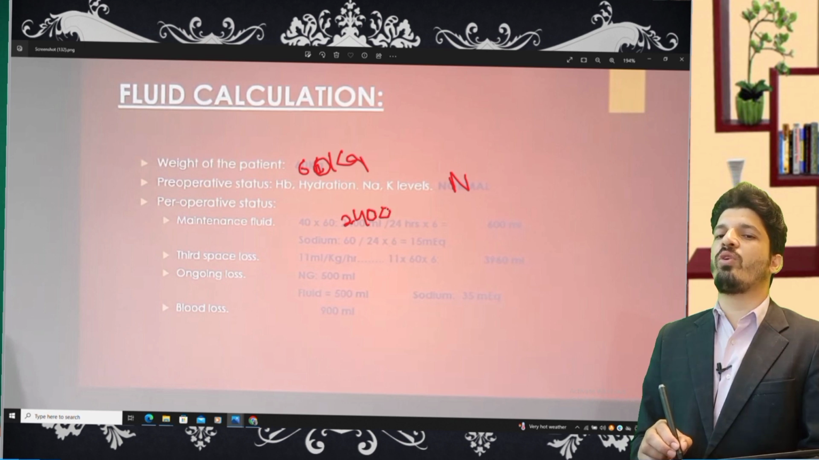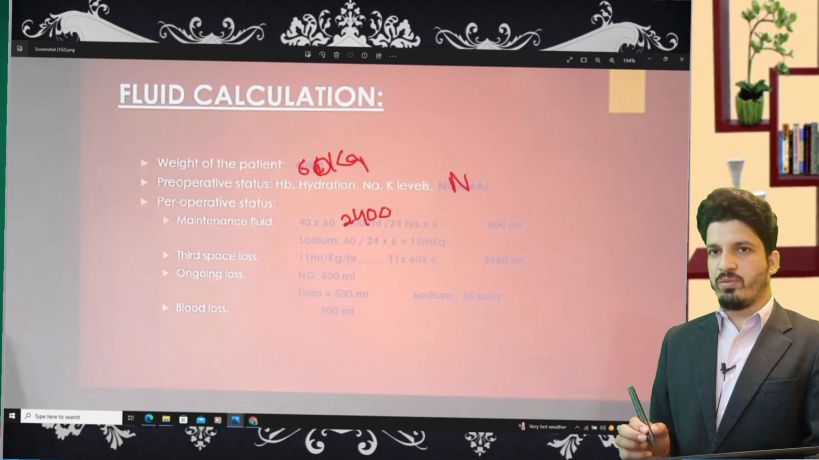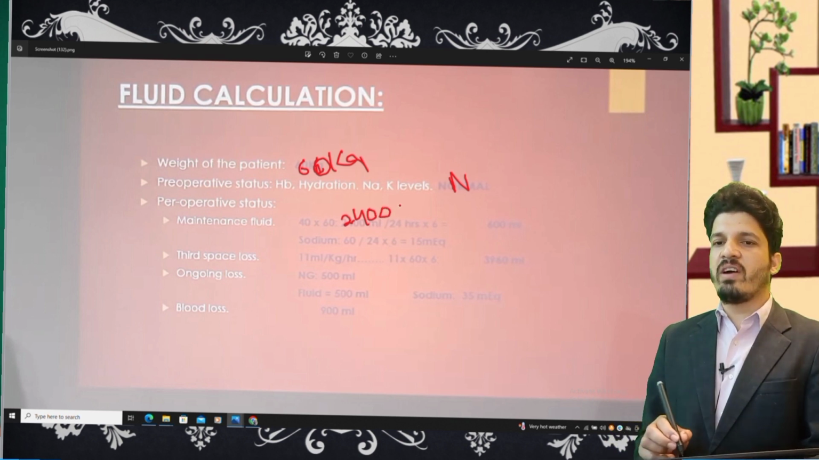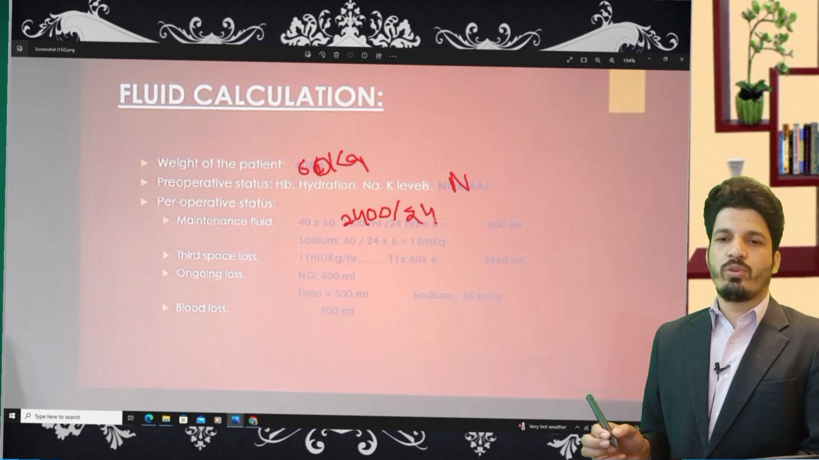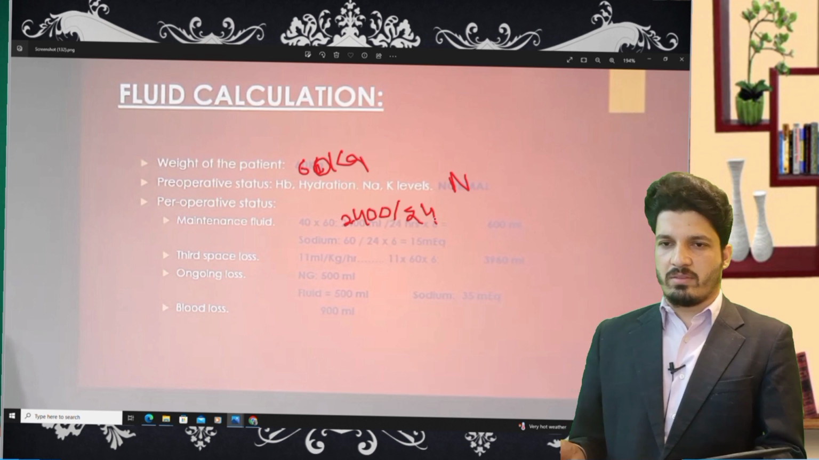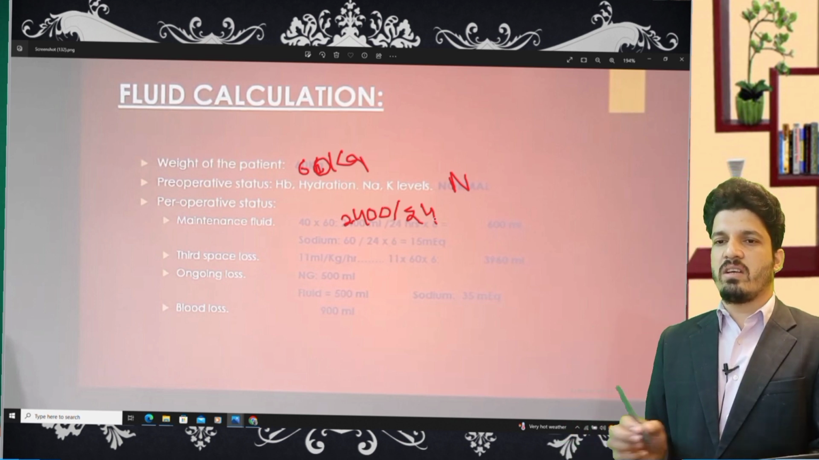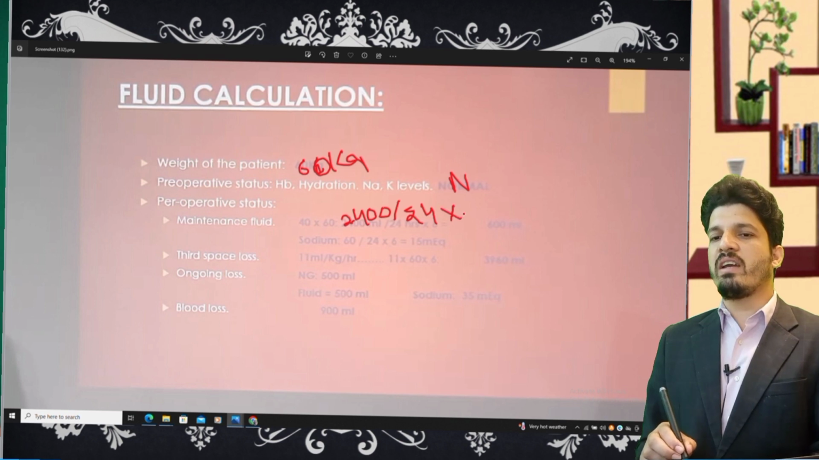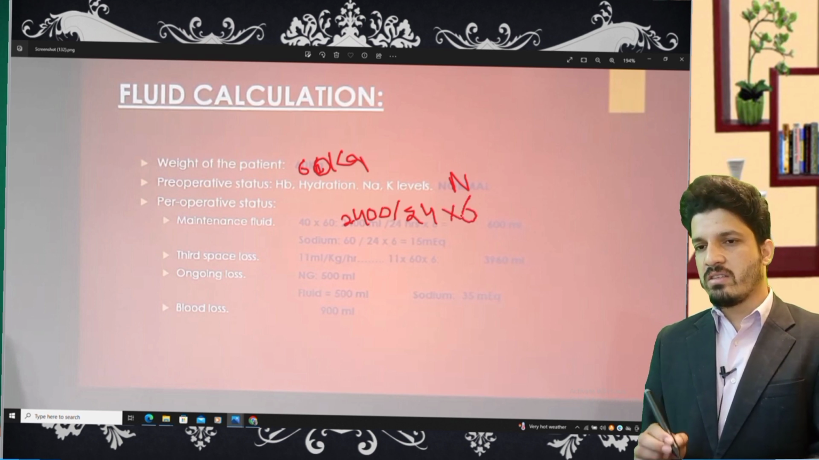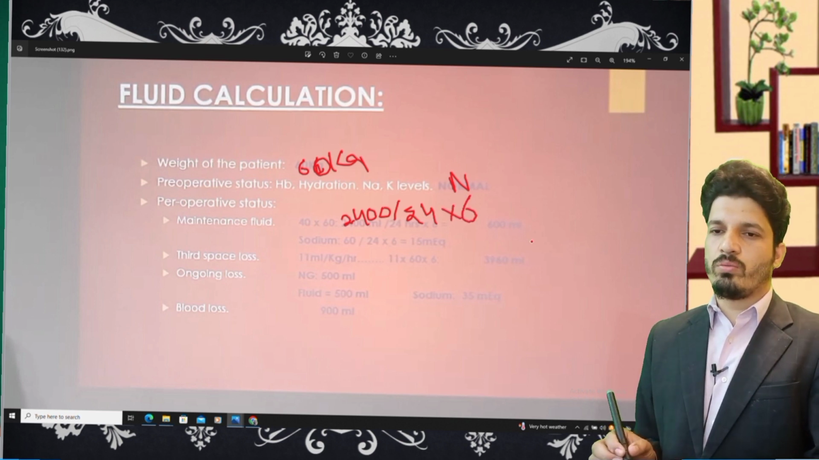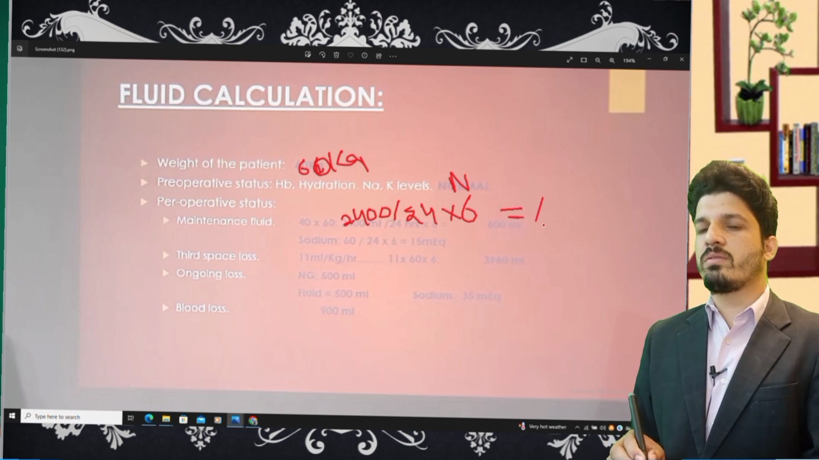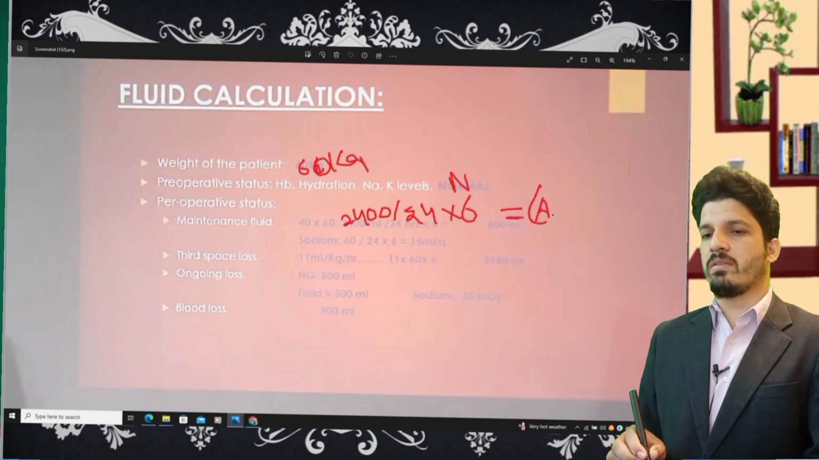Definitely this 2400 ml is for 24 hours, and we will divide this 2400 by 24 to calculate the fluids in 1 hour. And as the operative time was 6 hours, we will multiply it with 6, so it will become almost 600.